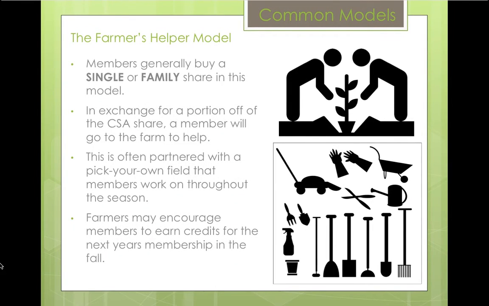The Farmer's Helper model is a great way for farmers to build a relationship with the community, but it's also excellent for farmers who may be disabled and need additional help. The members generally buy a single or a family membership in this model, and in exchange for a portion off of the CSA share or access to a pick-your-own-field, the member will go to the farm to help. And this can include anything from picking rocks out of the field to hoeing or shoveling, or even picking the crops. Now, farmers may encourage members to earn credits for the next year by coming out in the fall.